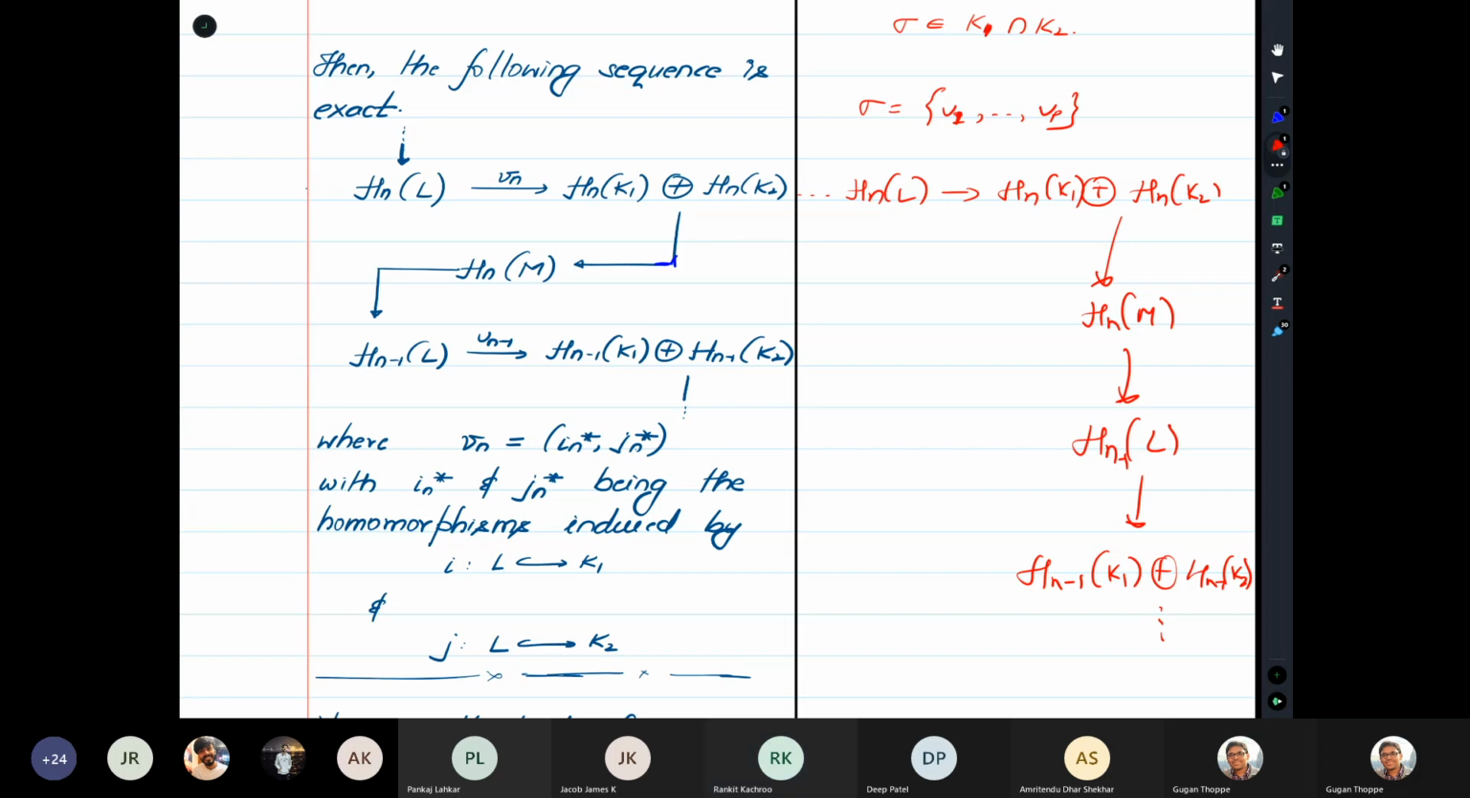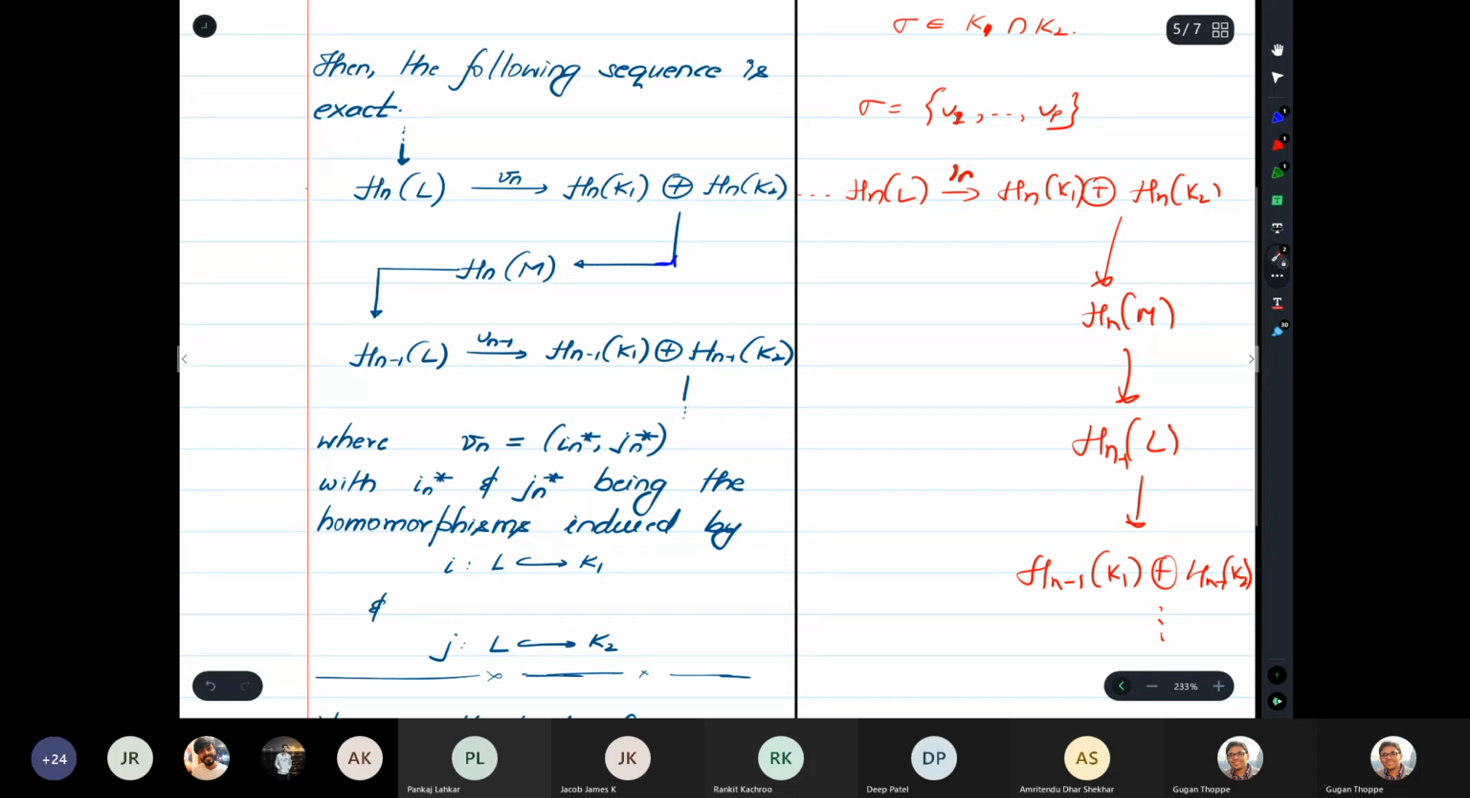Yes, sir. And what I'm claiming is that there are some vector space homomorphisms between these vector spaces. I hope you agree that each of these is a vector space. This is a vector space because we are taking a quotient of a vector space with itself. This is a direct sum of vector spaces, so that also is a vector space. This is a vector space, this is a vector space, this is a direct sum of vector spaces. So everything over here is a vector space. And furthermore, I am claiming that there are some suitably defined vector space homomorphisms.